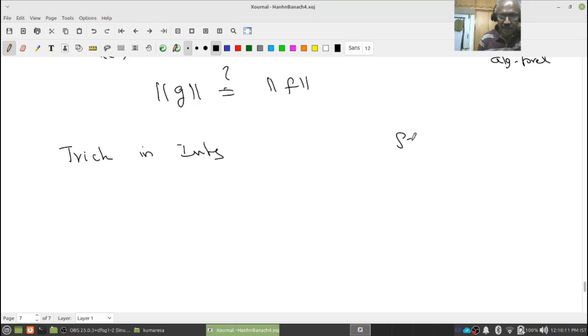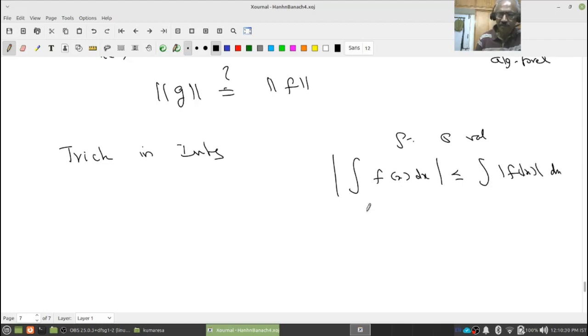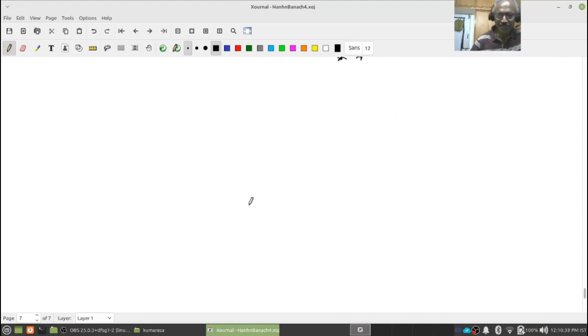See, if f is a complex valued function, and suppose you define the integral of f of x dx over a measure space or over an interval, I don't care what it is, then this also is less than or equal to the integral of mod f of x dx, whatever the domain. If you have forgotten how the proof is, you will see that's the same proof. We are going to do that. Let us do it in a minute.